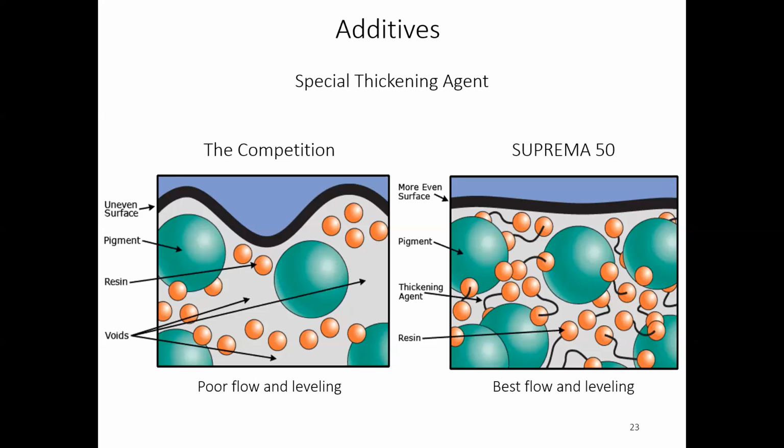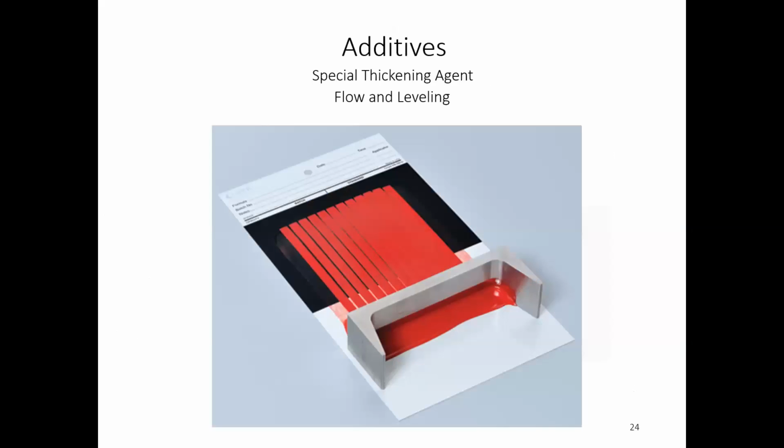So the economy paint on the left doesn't have as many great thickening agents as the one on the right does. So it's not going to flow and level out well, and you're going to end up with brush strokes. So that's what that's for.